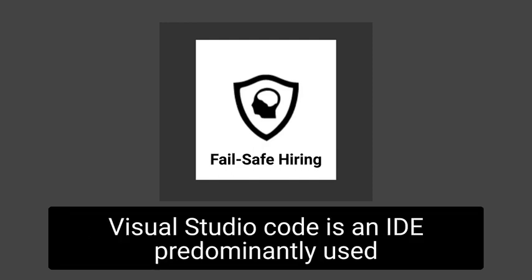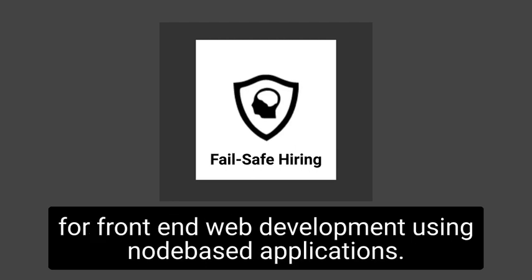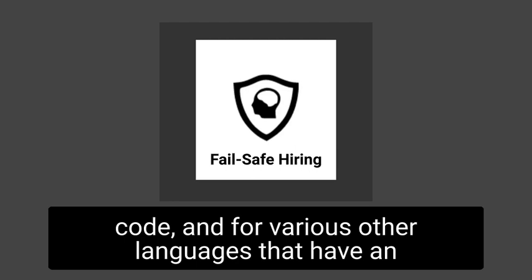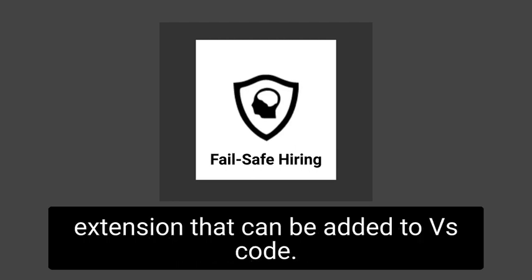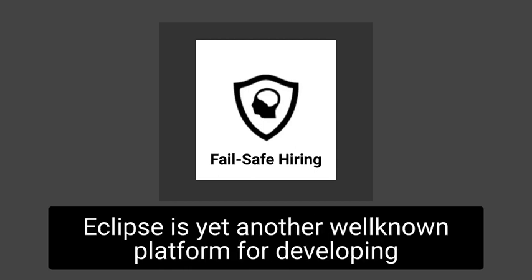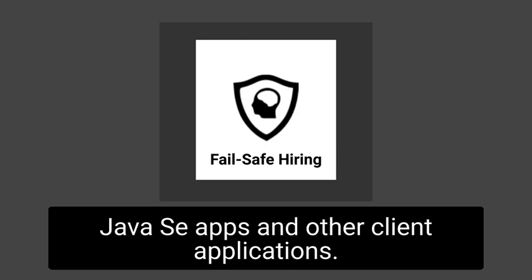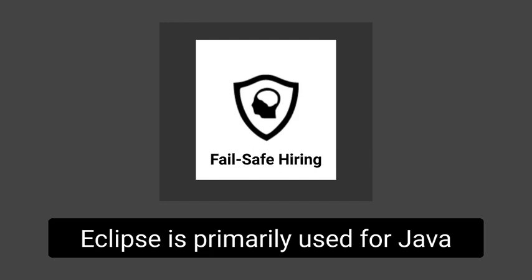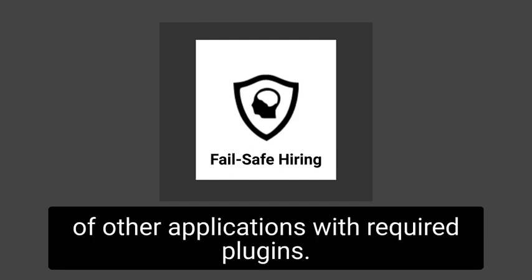Visual Studio Code is an IDE predominantly used for front-end web development using node-based applications. Visual Studio Code allows compiling of JavaScript, Java, Python code, and various other languages that have an extension that can be added to VS Code. The main advantage of VS Code is its lightweightness. Eclipse is yet another well-known platform for developing Java SE applications and other client applications. Eclipse is primarily used for Java development, but it also supports development of other applications with required plugins.